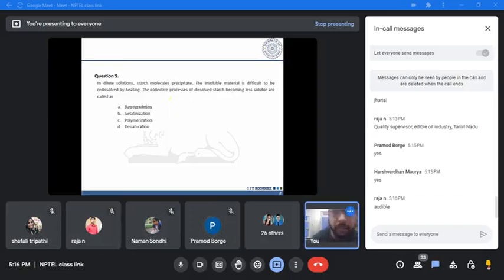So the next question is question 5. In a dilute solution, starch molecules precipitate. The insoluble material is difficult to redissolve by heating. The collective process of dissolved starch becoming less soluble is called: Option A is retrogradation. Option B is gelatinization. Option C is polymerization. Option D is denaturation.